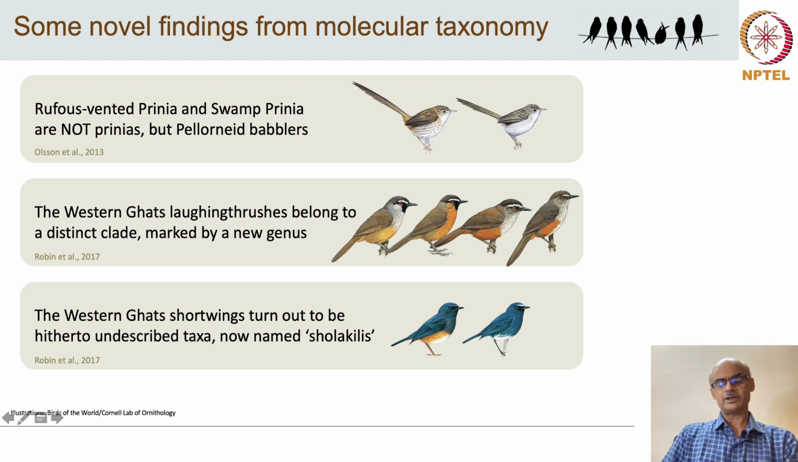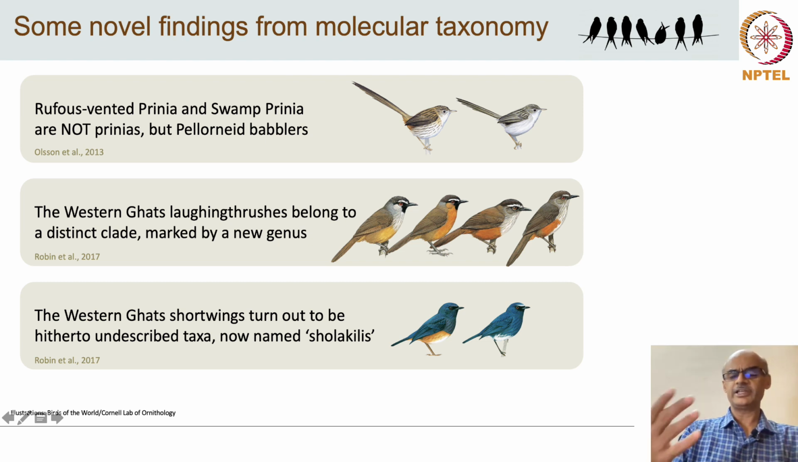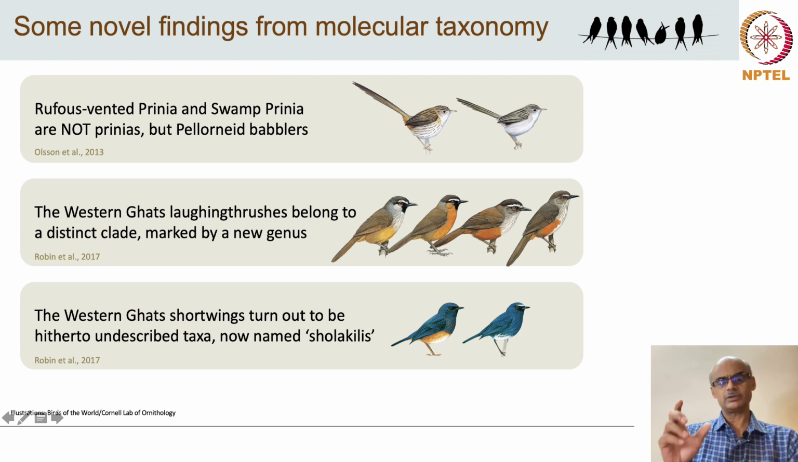And the same Robin et al. also studied these Western Ghats shortwings. See, there are 2, in fact, the earlier 1, but now 2 species. There are 2 species of shortwings along the Western Ghats, the Nilgiri shortwing and the white-bellied shortwing. So shortwings are actually closer to the babblers, and they were kind of intermediate between babblers and shorts and robins.